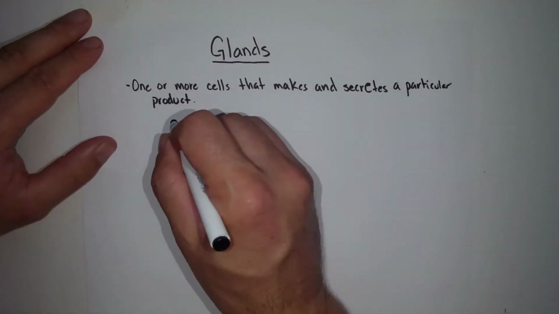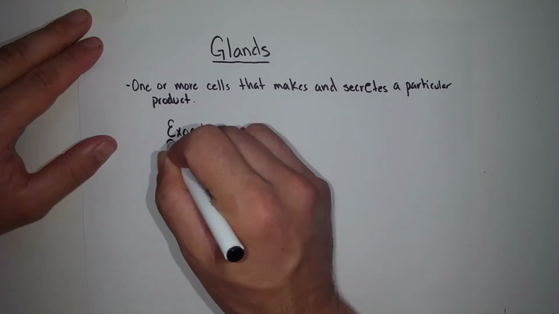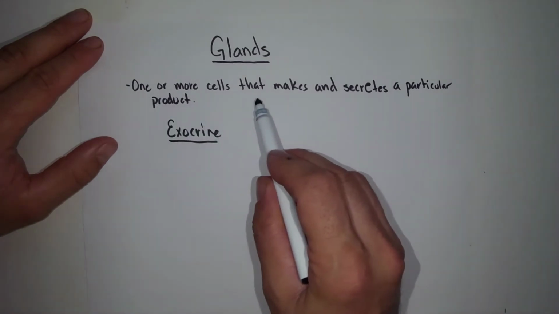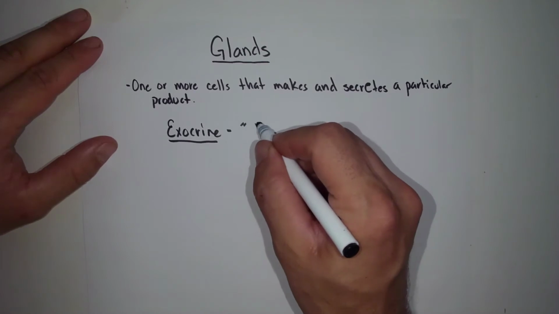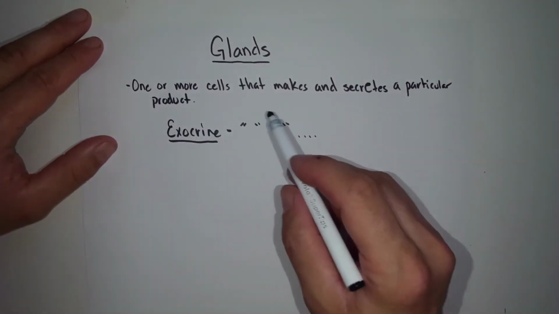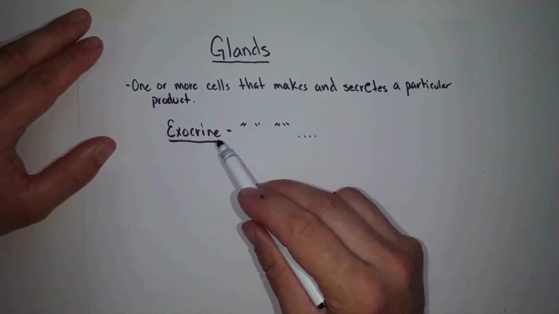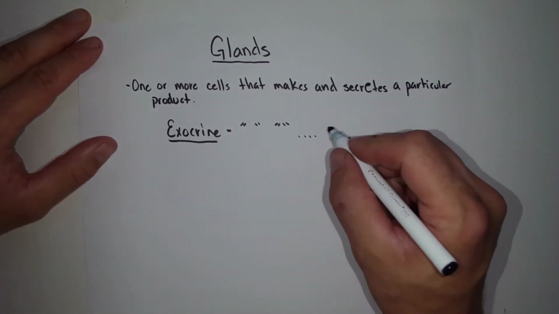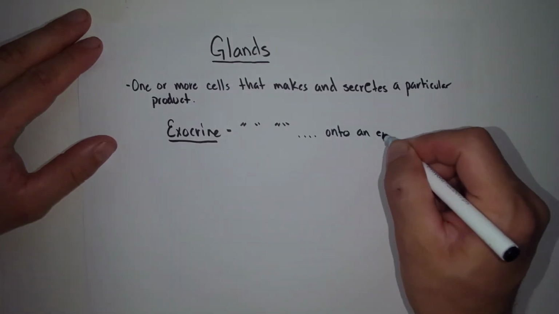So let's get a little further into the definitions, and let's begin with an exocrine gland. An exocrine gland is one or more cells that make and secrete a particular product. After all, it is a gland. But exocrine glands, exo meaning outside, are going to secrete that product onto an epithelial surface.